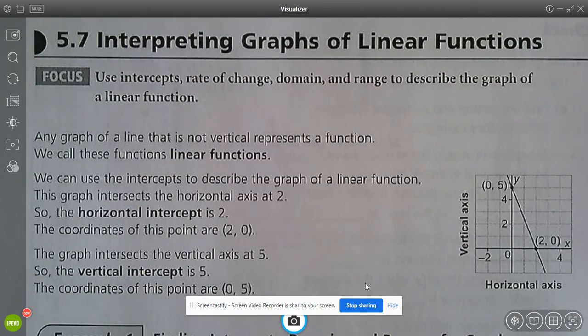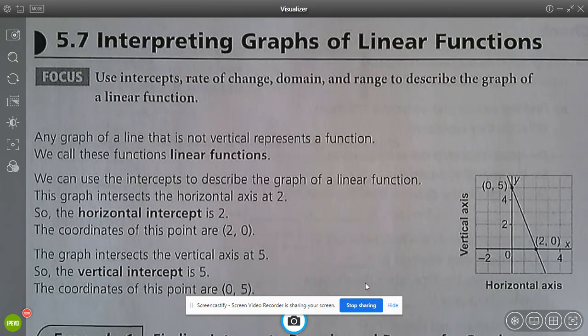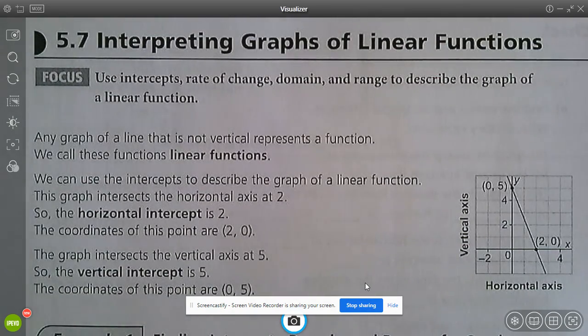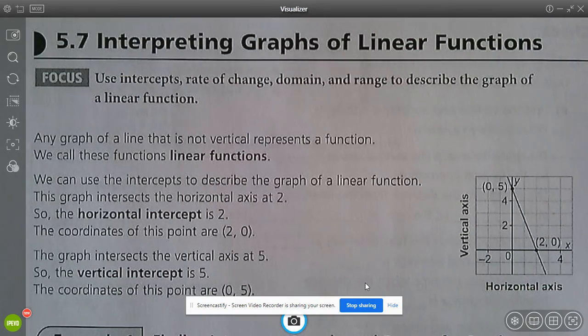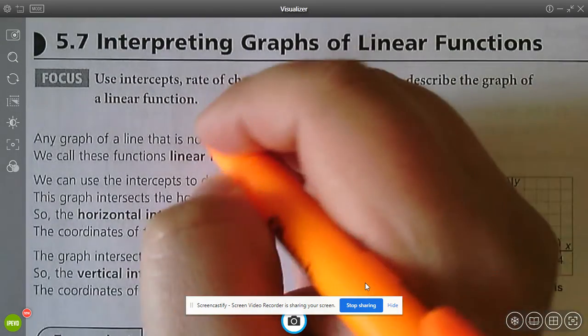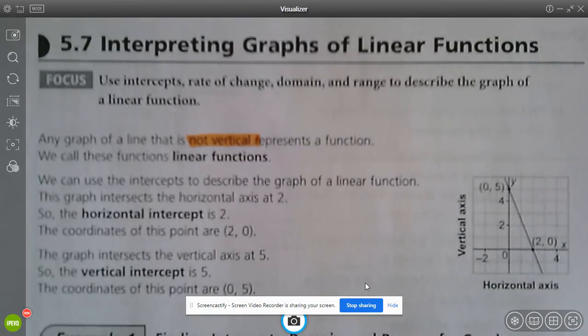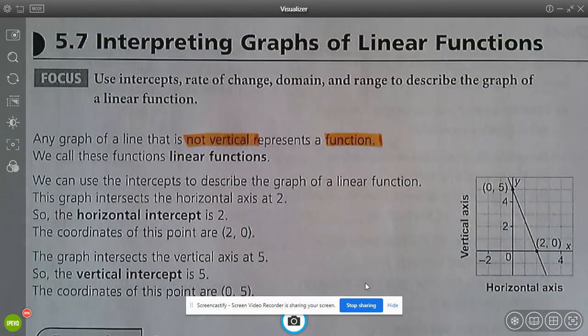And in this specific lesson, we're going to be looking at x and y intercepts, as well as reviewing some information on domain, range, rate of change or slope of a line, okay, and a few other concepts. So before we get into this lesson, there's again just some important terms. So you can either write these terms down, or if you have these notes printed, you can highlight them as we go. So any graph of a line that is not vertical represents a function, okay? And that was on the previous lesson as well.